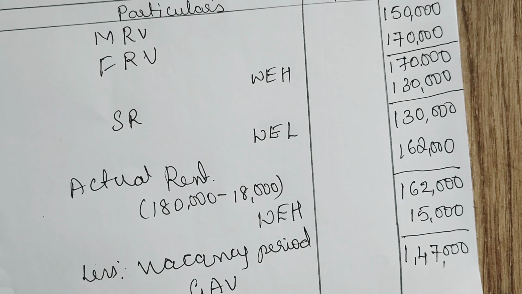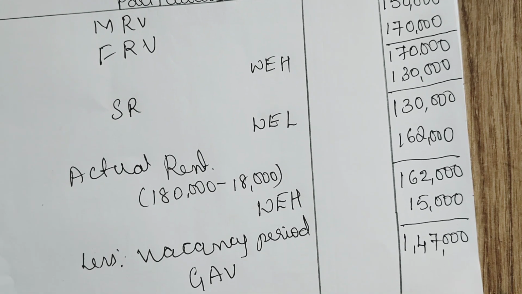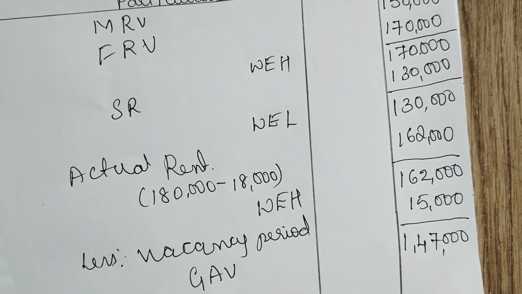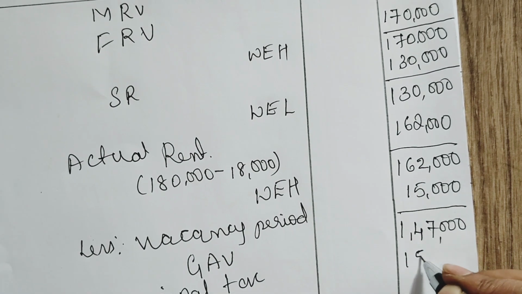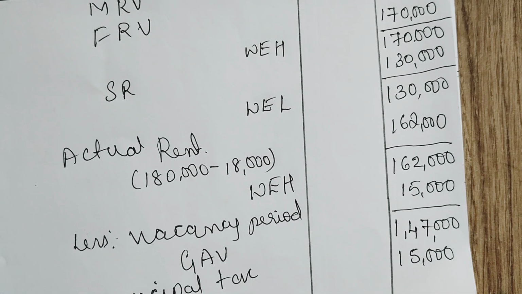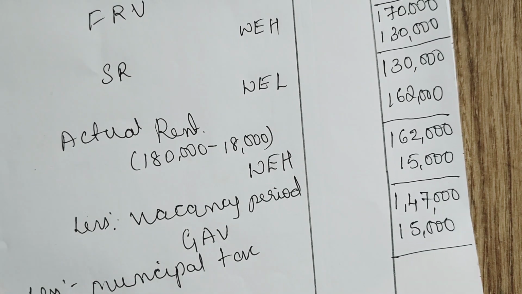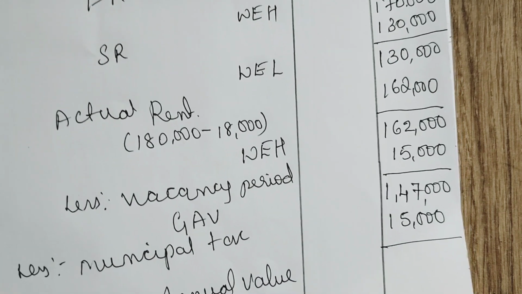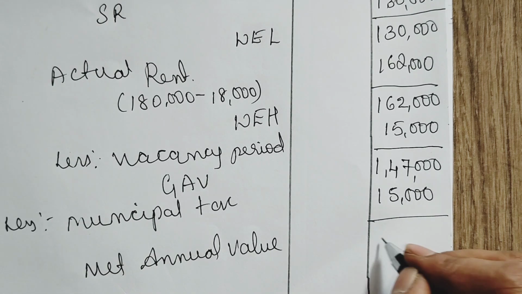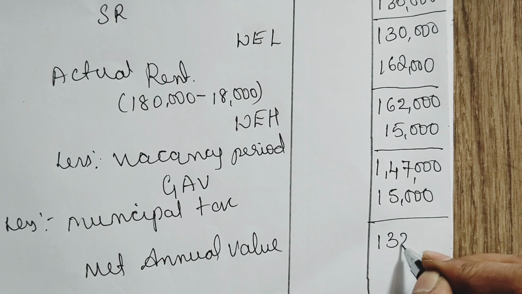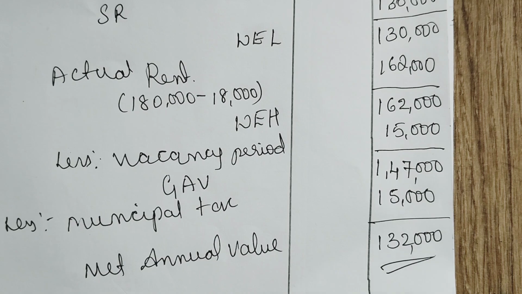Then we will get tax. One extra item, tax, is there. After getting gross annual value, from that you have to minus municipal tax. Tax is 15,000 given in the question. Municipal tax is 15,000. Then we will get net annual value, NAV. From gross annual value, if you minus tax, you will get net annual value. Net annual value is 1,32,000. Next question.